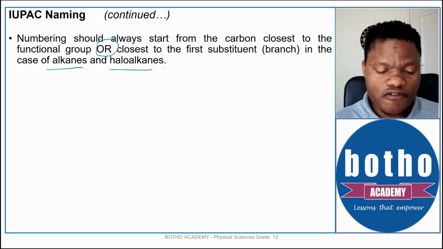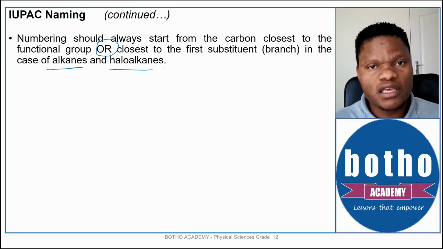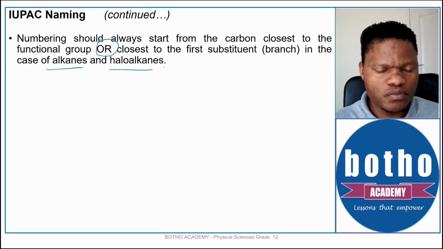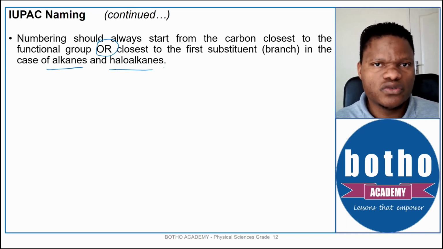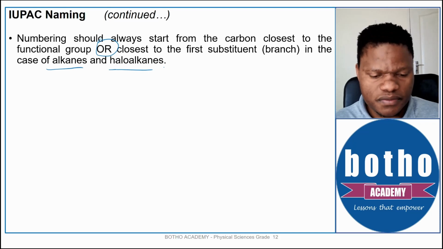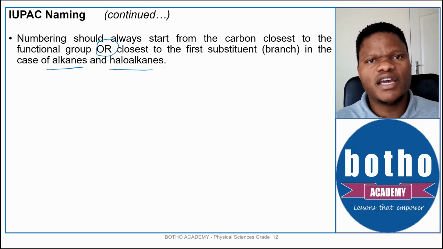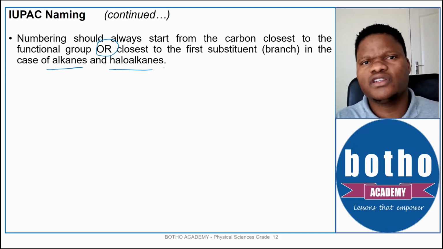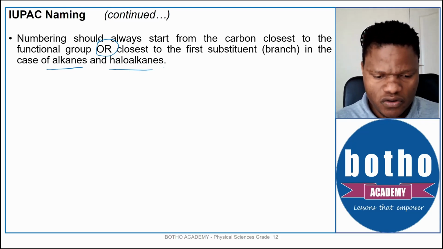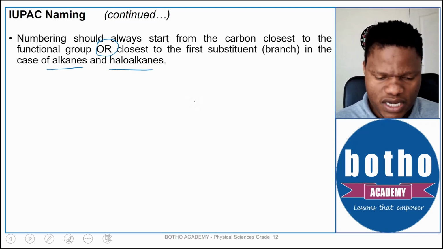Okay, so if your molecule is an alkane or a haloalkane, because those ones do not have a functional group, you start counting closer to the branch or closer to the substituent. A branch being a methyl or an ethyl. A substituent can be your bromine, your chlorine, your fluorine, and so on. Those halogens that are what make a haloalkane.